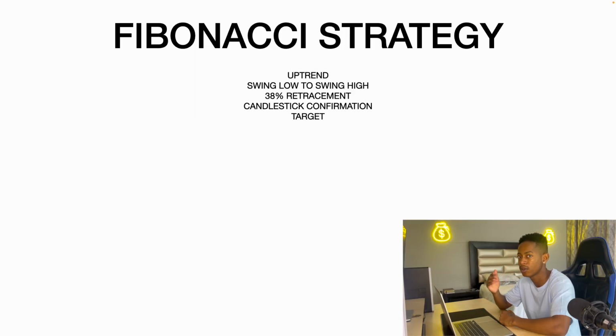The first strategy that I've got here is the Fibonacci strategy. Let's say for instance you are looking at an upward trend. Basically what you do is take the Fibonacci tool all the way from the bottom, which is the swing low, up until the swing high, and then you wait for price to get to the 38% retracement. Once price gets there, you wait for a candlestick confirmation, and then you are able to go all the way up with targets.